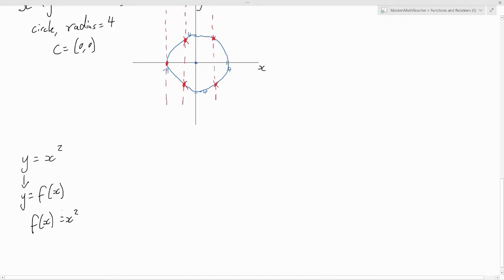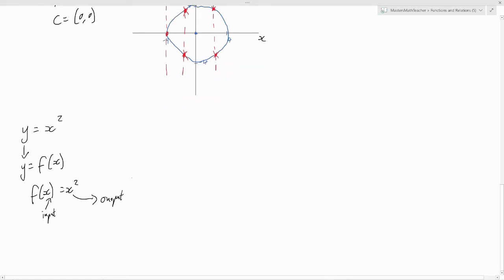So what we're saying is a function f takes an x input, so this is your input-output machine, takes an input x, shoves it into the function, and spits out an answer. So this has no impact on the graph, it's just so that us mathematicians can write it a bit easier and use it as an input-output machine.